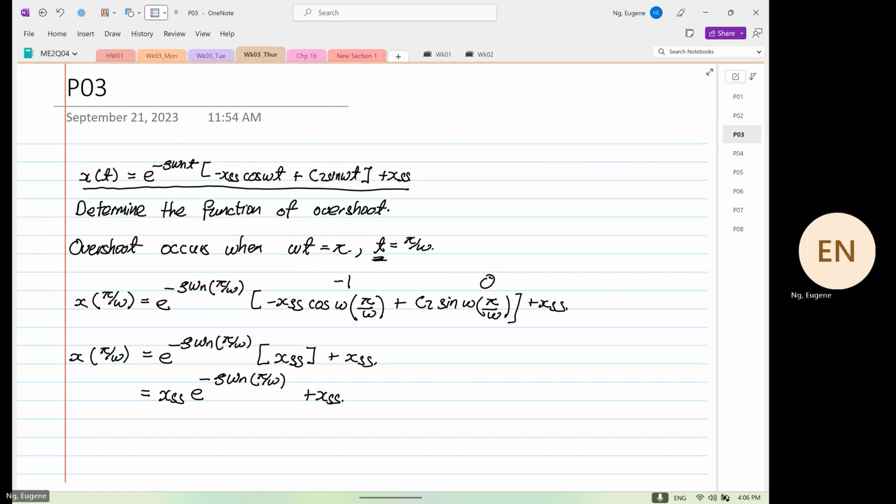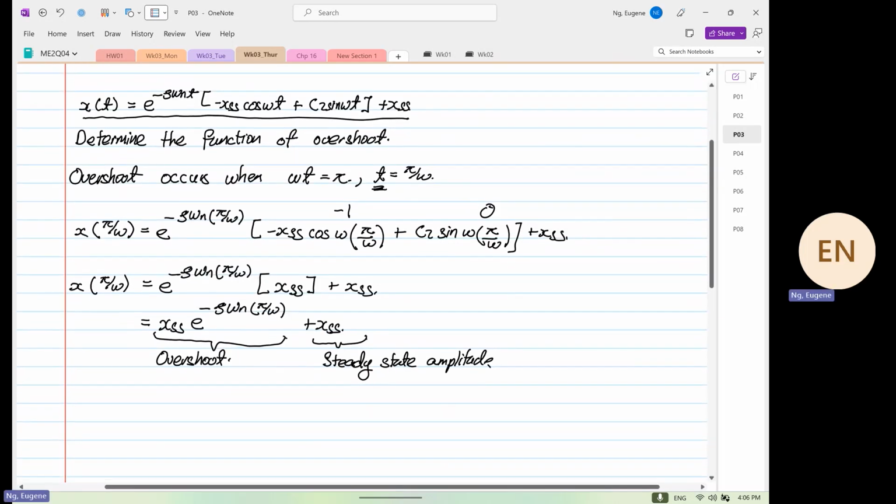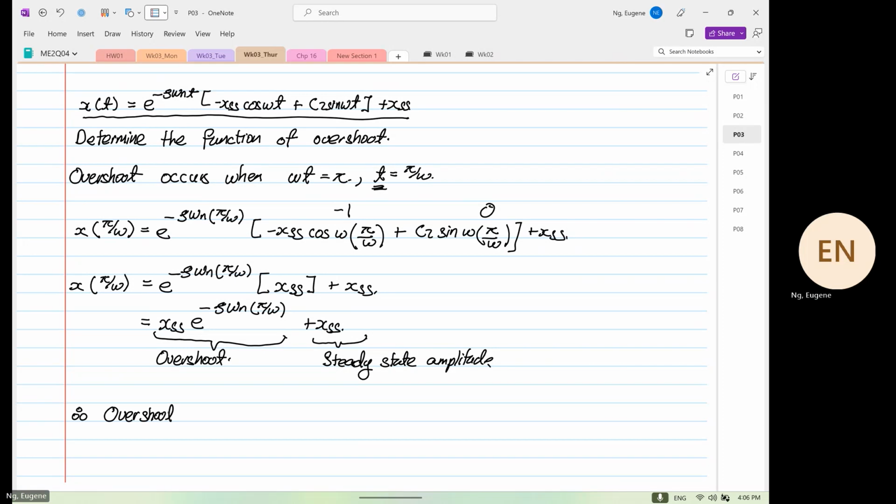Okay, so this value is the steady state amplitude. This value is the overshoot. Okay, so therefore, the overshoot will be equal to XSS e^(-zeta omega n pi over omega).